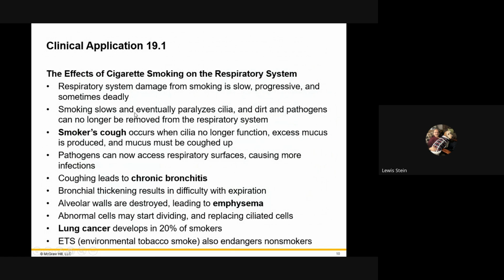So smoking slows and eventually paralyzes cilia, and basically now you get more stuff. It's sort of self-perpetuating. The more you smoke, the more frequently you get infections. The more infections you get, the easier it is to get infections. And this is effectively the chronic cough. Unfortunately, now we can access these respiratory structures. There's chronic bronchitis. All of these lead to significant problems. The largest problem is the destructive nature.